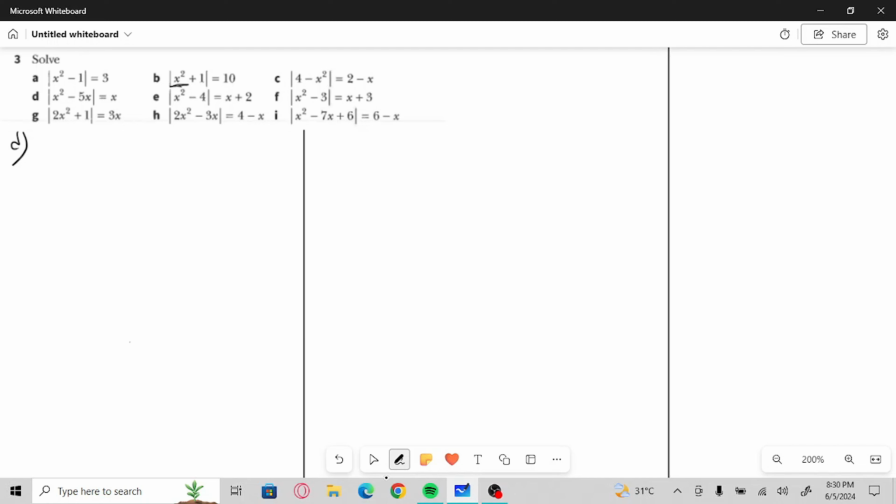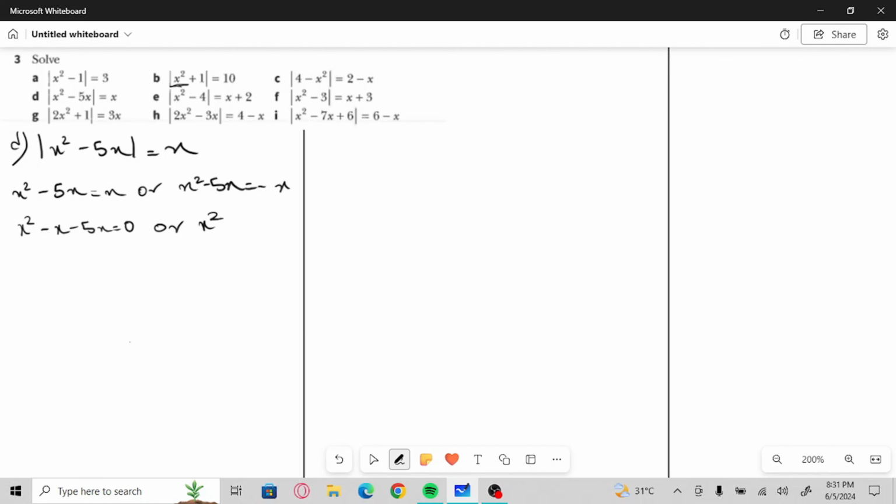For D, in a modulus, we will say x squared minus 5x is equal to x. So we will be ending with, again, two possibilities. x squared minus 5x is equal to x, or x squared minus 5x is equal to -x. And please wait, my alarm. So x squared minus x minus 5x is equal to 0, or x squared plus x minus 5x is equal to 0. We were about to forget, but x squared minus 6x is equal to 0, or x squared minus 4x is equal to 0.